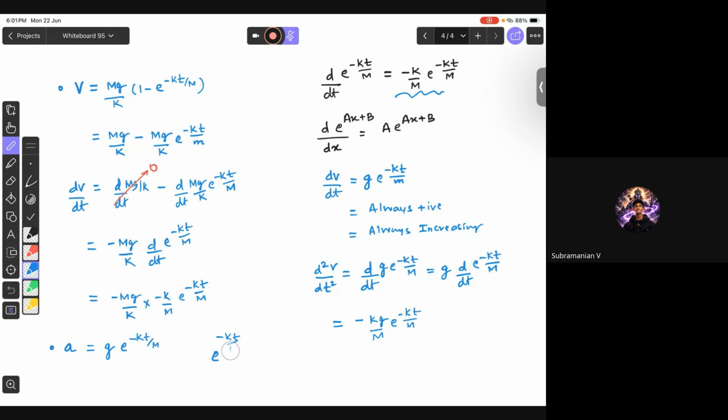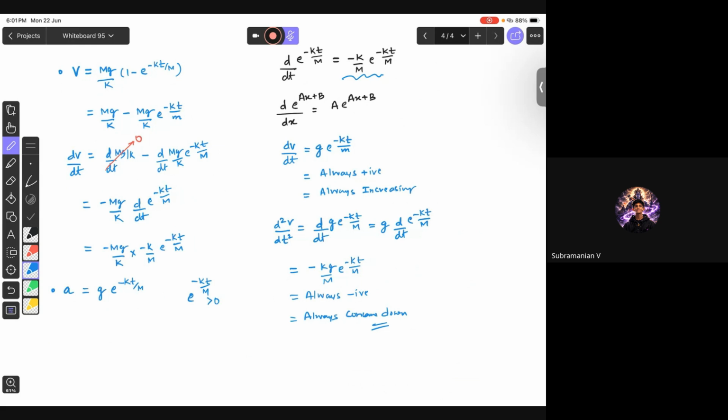So e power minus kt by m is a quantity always positive. So minus of that will be always negative. So always negative means the shape will be always concave down, correct? So how many things do I have? One thing is the trend of the curve will be always increasing. The shape of the curve will be always concave down. And a few more points I will find.